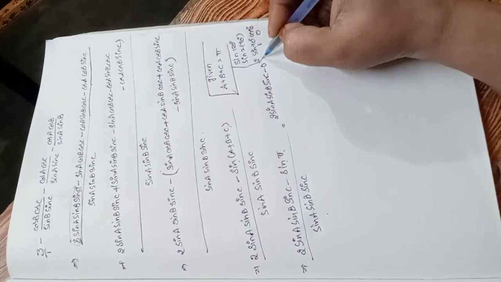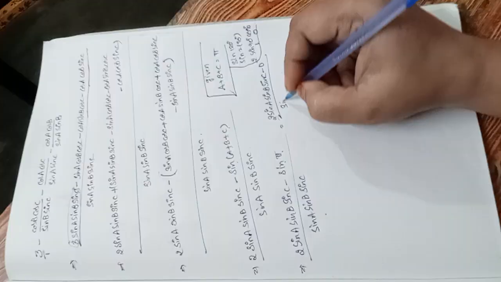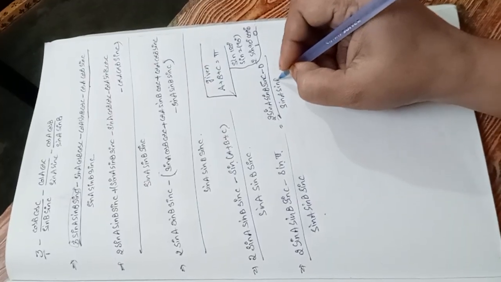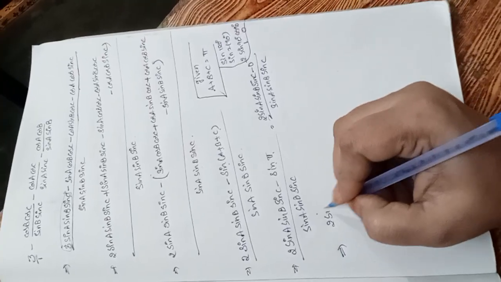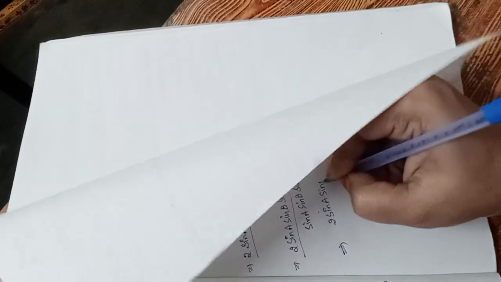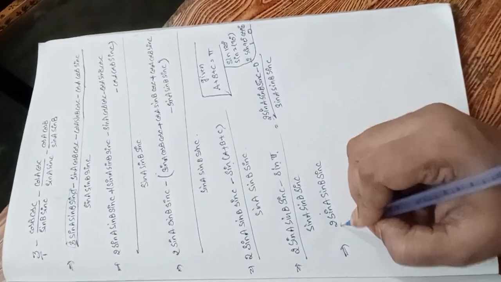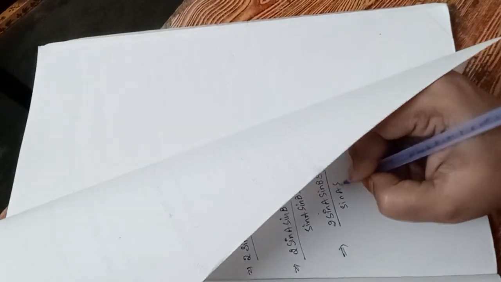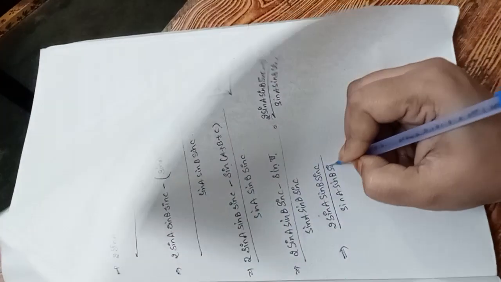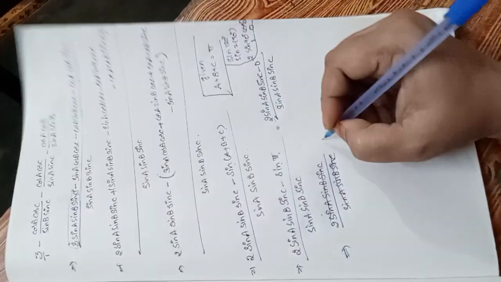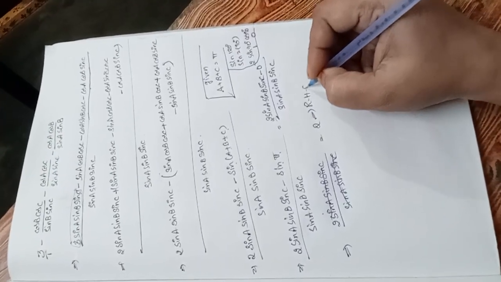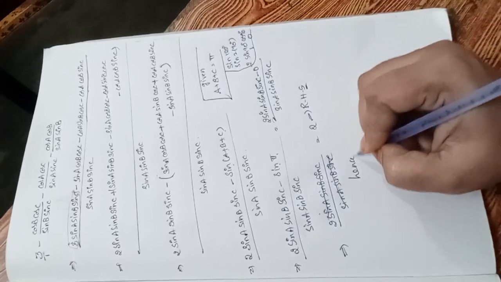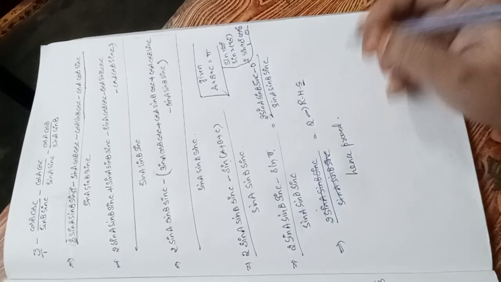So this one is 0 by sin A sin B sin C, which equals 2 sin A sin B sin C by sin A sin B sin C. These two get cancelled, which equals RHS. Hence proved. Understood how we did?